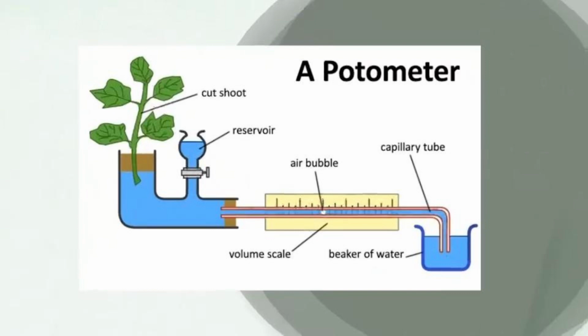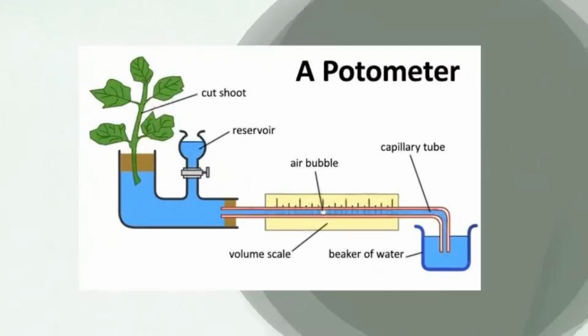So you have to assemble this underwater and it needs to be sealed really tightly to keep it airtight. Any air that gets into the system will break the transpiration stream and will stop the pull. So the way that this works is you have a shoot and you attach this to a tube that contains water and has a reservoir of water in it. This is then attached to a capillary tube that has an air bubble in it and has a volume scale, and then there's an output of water.